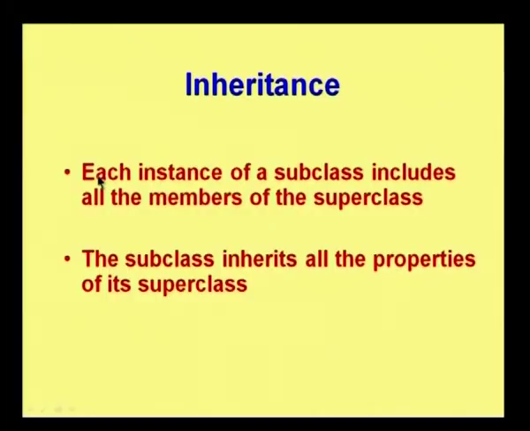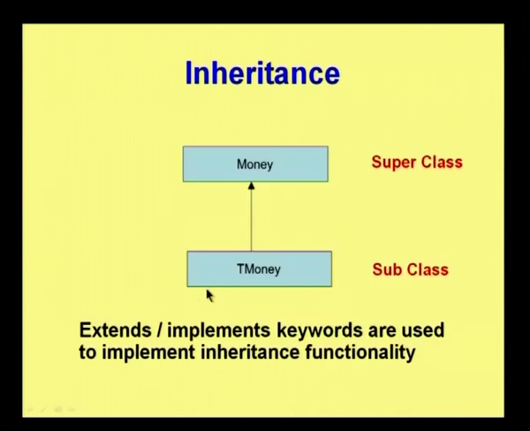For example, if I have a class called employee, I can create another class called new employee with the new set of variables and methods that need to be included. It means that all general variables and methods could be kept as a class, and we can specialize new set of classes. Each instance of a subclass includes all members of the superclass. Subclass inherit all the properties of its superclass.